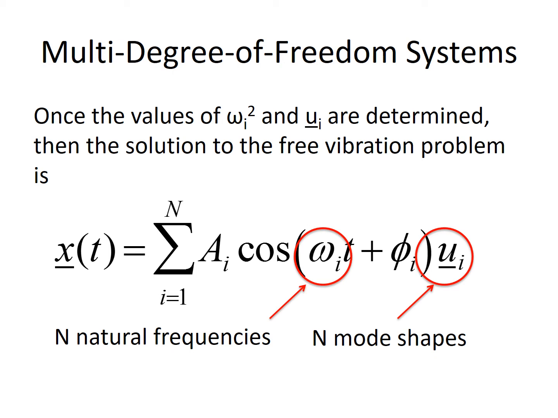This result is one of the most important results in linear vibration theory. It says that an undamped multi-degree of freedom system will vibrate as a linear combination of modes, where the ith mode is parameterized by the ith natural frequency omega sub i and the ith mode shape u sub i. The natural frequency defines the vibration frequency of the mode, and the mode shape defines the relative size of the generalized displacements when they vibrate in that mode, hence the name mode shape.